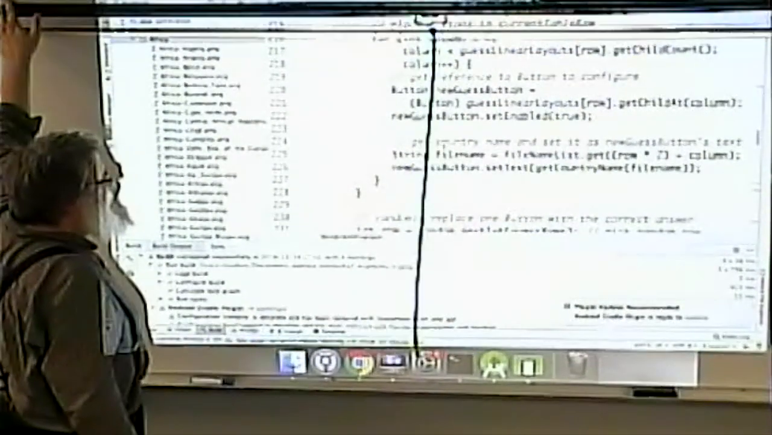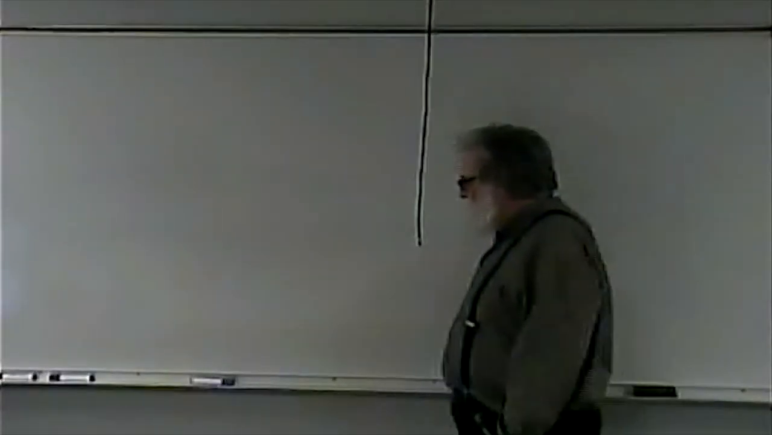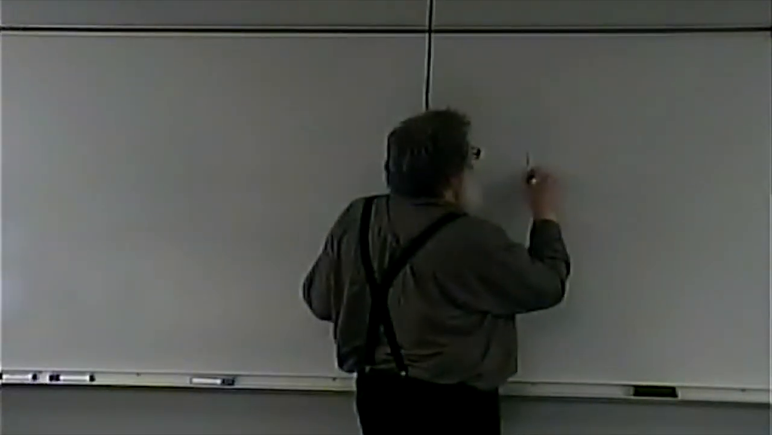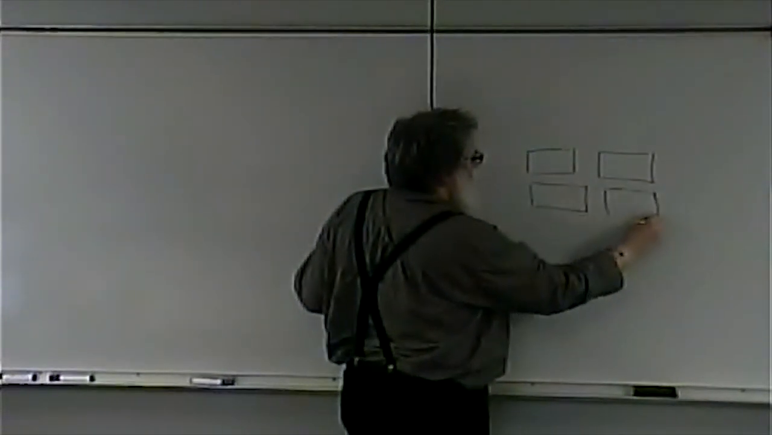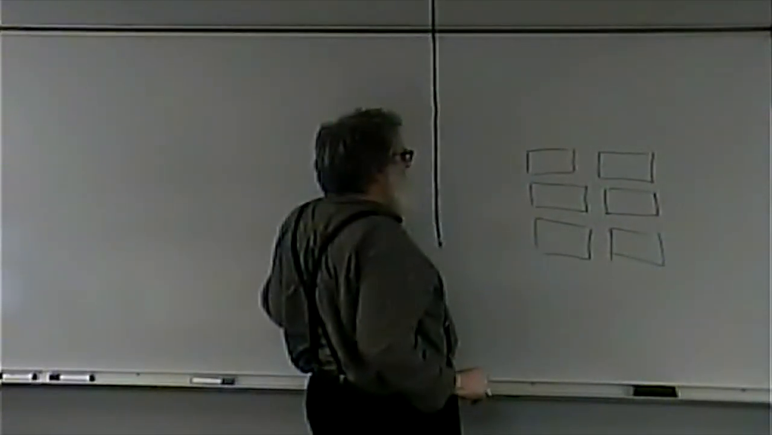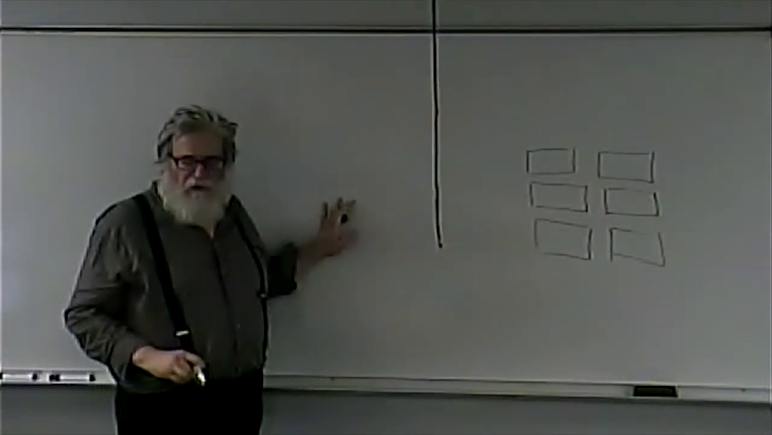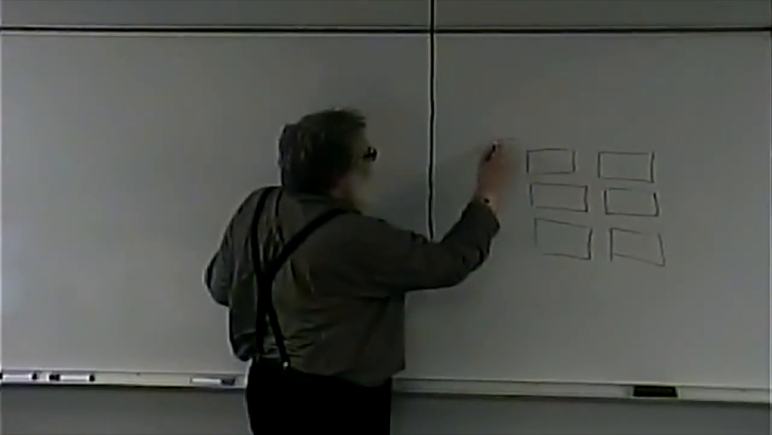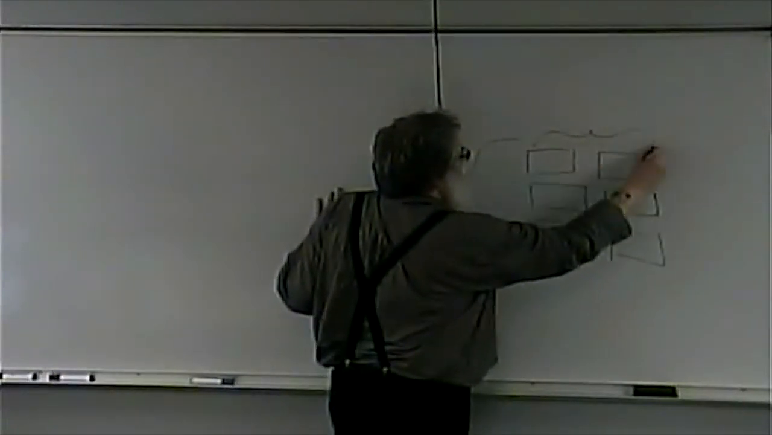let's put some actual values up here. Let's say we have six buttons, and they're arranged like this. All right. We're going to have nested loops that go through this. We're going to have an outer loop that goes through the rows one at a time. We're going to have an inner loop that goes through the columns.